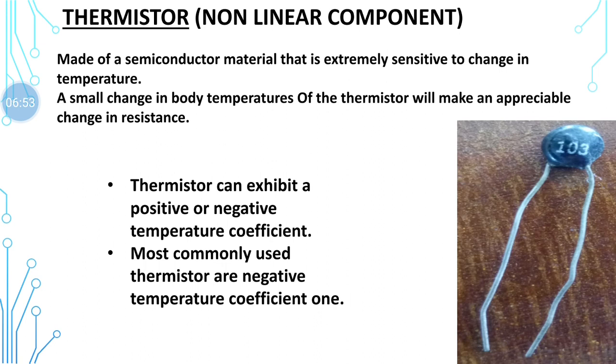The next non-linear component is a thermistor. It is made of a semiconductor material which has extremely high sensitivity to temperature. A small change in the body temperature of the thermistor causes an appreciable change in resistance. A thermistor may exhibit a positive or negative temperature coefficient of resistance, but the most commonly used thermistors are negative temperature coefficient ones.